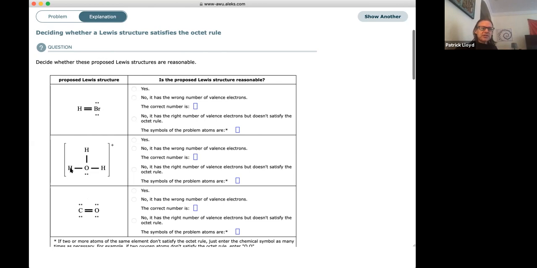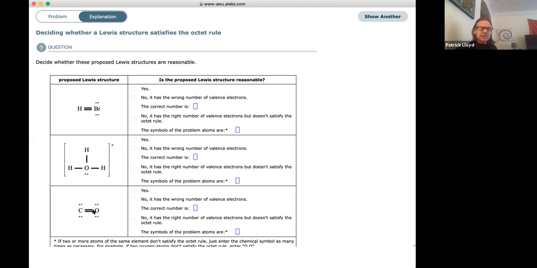Now, let's go through each hydrogen. Hydrogen has 2, duet rule, 2, duet rule, 2, duet rule. Excellent, hydrogen is set. What about oxygen? 2, 4, 6, 8. 8 electrons, octet rule, we're set. This structure is a yes, it is reasonable. The oxygen has 8, each hydrogen has 2, and it has the total number of electrons, right? Don't forget to subtract 1 electron when you see that plus.